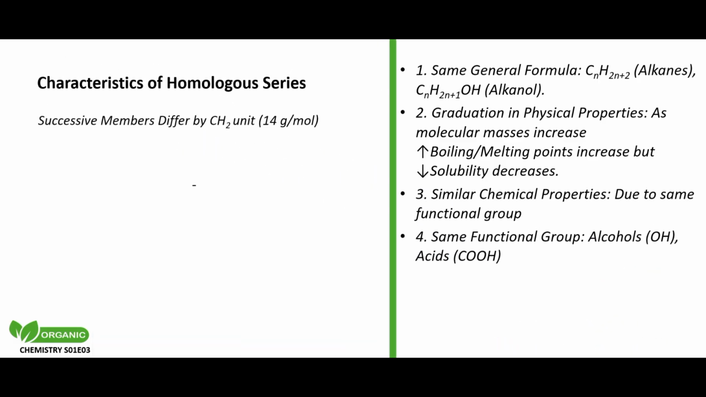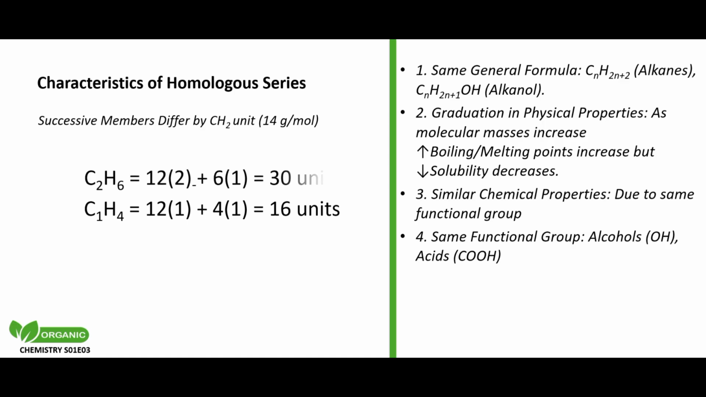5. Successive members differ by CH2 unit. Each successive member differs from the next by a methylene group, CH2, which is a difference of 14 in relative molecular mass. Methane is CH4, whose relative molecular mass is 16. Ethane, the successive member in methane homologous series, is C2H6. Its relative molecular mass is 30, 30 minus 16 is 14.